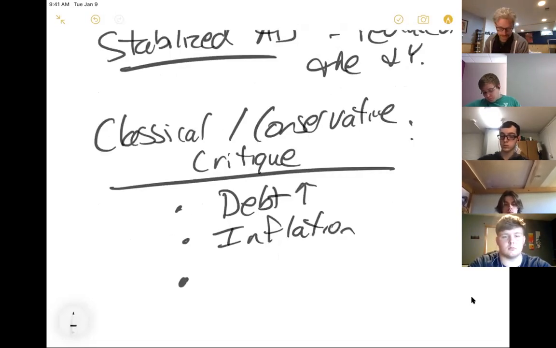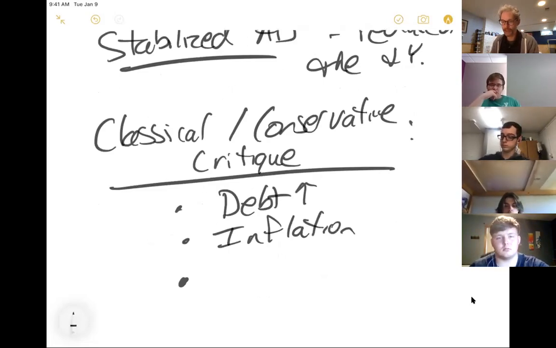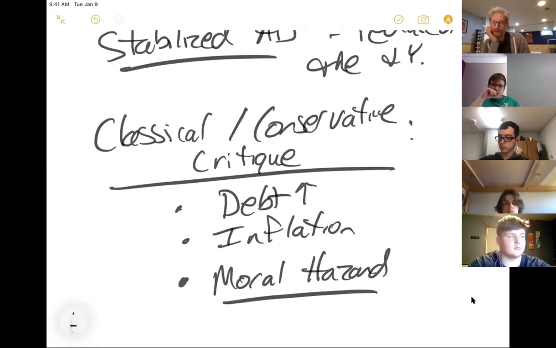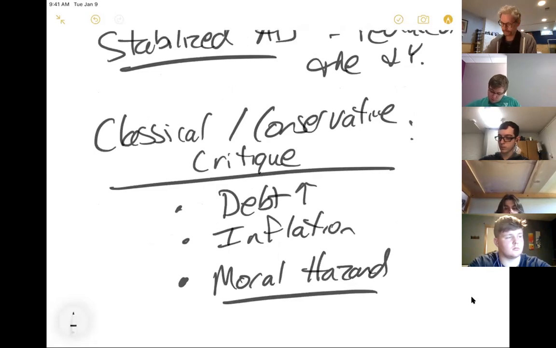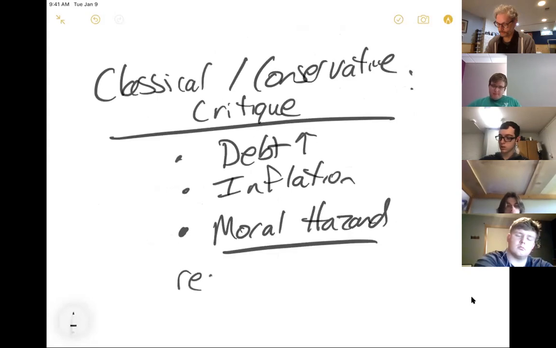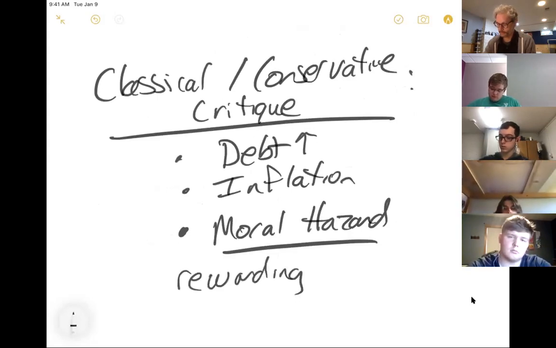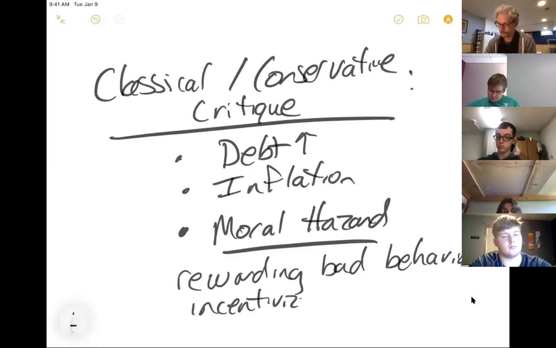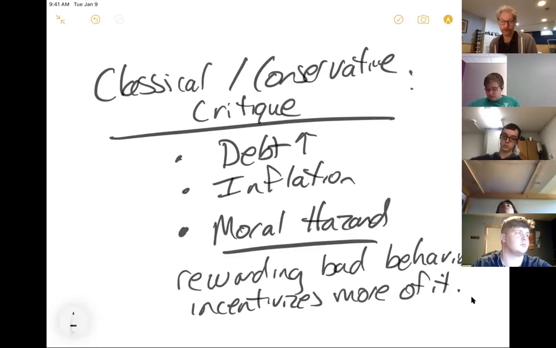One last thing that conservatives or classical economists, not just them, right? Because I think all economists, everybody should worry about this, but I think maybe classical or conservative economists worry about this more, is what economists know as moral hazard. Which is a pretty simple idea. If you reward bad behavior, you are incentivizing more of it.